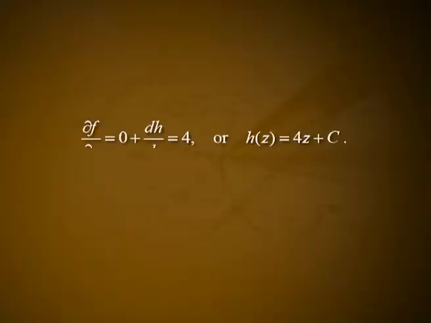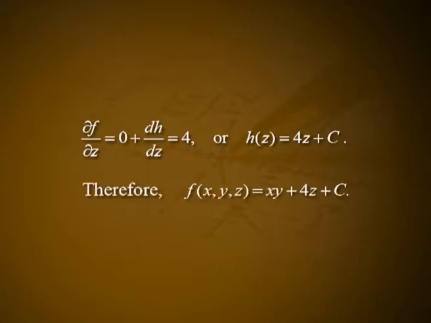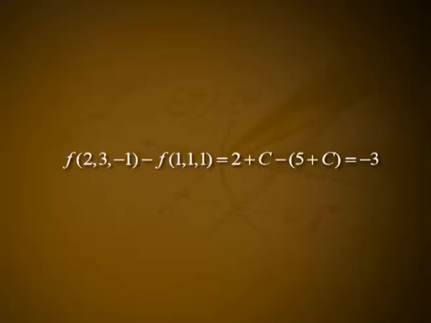The third of equation 7 gives us ∂f/∂z is equal to 0 plus ∂h/∂z, which is equal to 4, or h of z is equal to 4z plus c. Therefore, f of xyz is equal to xy plus 4z plus c. The value of the integral is f of (2, 3, -1) minus f of (1, 1, 1) is equal to 2 plus c minus 5 plus c, which is equal to -3.